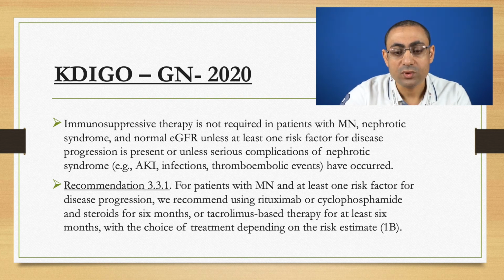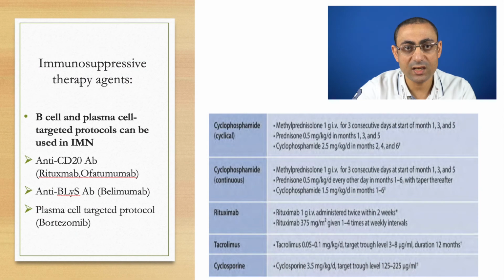For patients with membranous nephropathy and at least one risk factor for disease progression, the guidelines recommend using rituximab or cyclophosphamide plus steroids for 6 months, or CNI-based therapy, tacrolimus, for 6 months, and the choice of therapy depends on the risk estimate. Now, some medications used for treatment of membranous nephropathy.